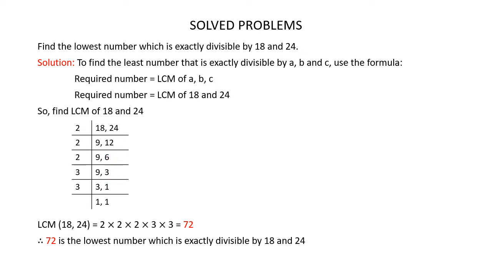Now divide by 3. 9 divided by 3 is 3. Write 3 in the next row. 3 divided by 3 is 1. Write 1 in the next row. Again divide by 3. 3 divided by 3 is 1. Write 1 in the next row. And write this one as it is in the next row. So now you have the factors 2, 2, 2, 3, 3 and 1. Now LCM of 18 and 24 is equal to 2 multiplied by 2 multiplied by 2 multiplied by 3 multiplied by 3, which is 72. So 72 is the lowest number which is exactly divisible by both 18 and 24.